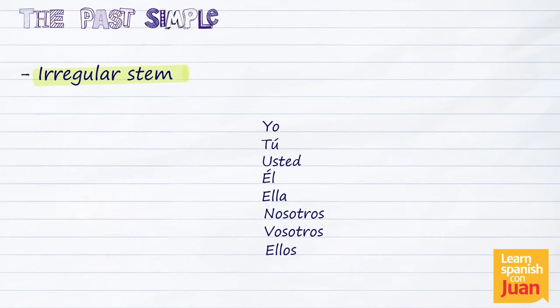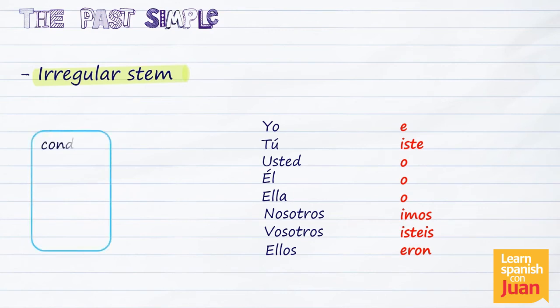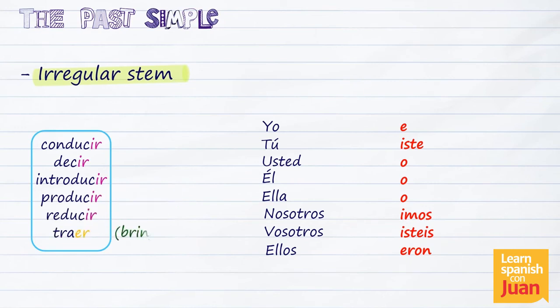Let's have a look now at some verbs that have an irregular stem ending in j. The endings are the same for all the forms except for the form for ellos that drops the e and becomes eron. Now these verbs are conducir, decir, introducir, producir, reducir, traer.